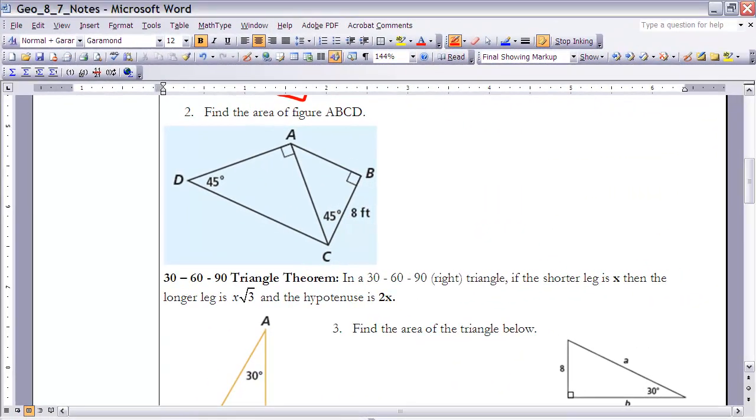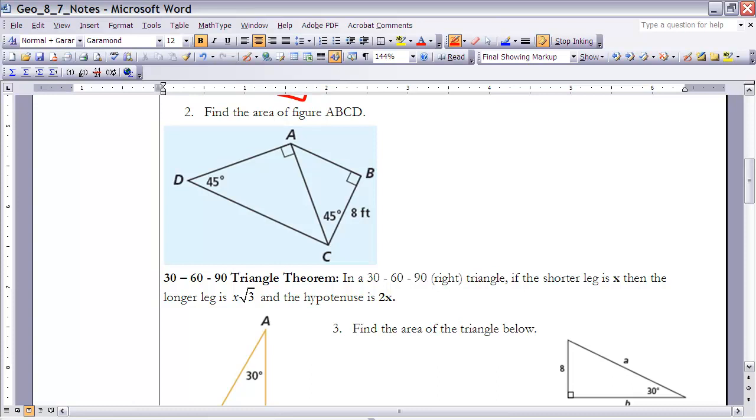So let's take a look at example 2 here. It says to find the area of figure ABCD. If you'll notice that we have some measurements on this, I'm going to be able to say that this is a trapezoid. Let's look at how that works.